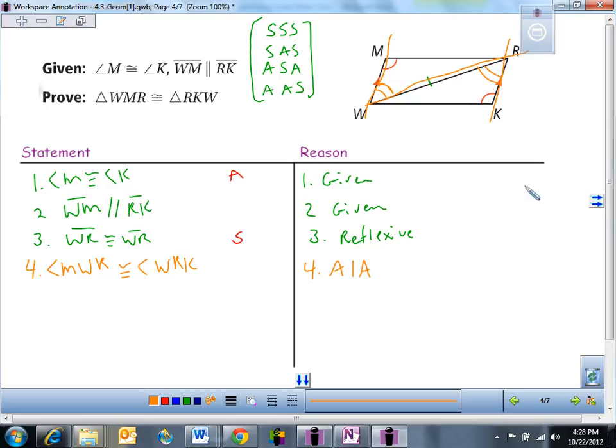So now if I redraw that top triangle, I have angle M, angle W, and then that side by reflexive. So then I can get the triangles congruent by AAS. So triangle WMR is congruent to triangle RKW.